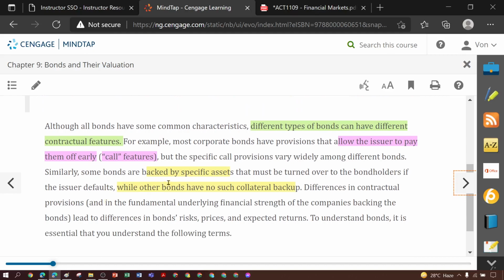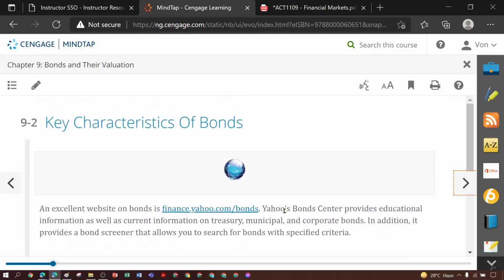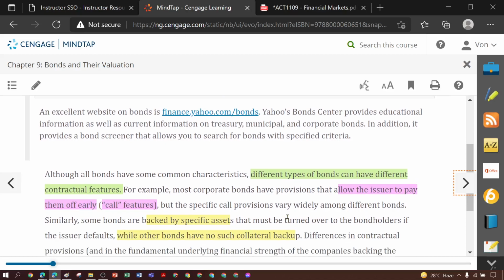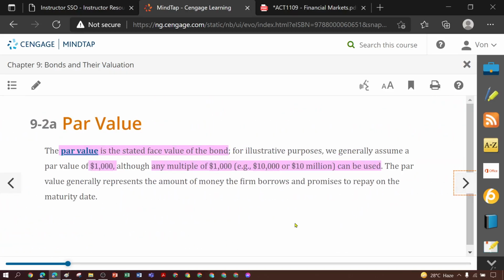Similarly, some bonds are backed by specific assets that must be turned over to the bondholders if the issuer defaults, while other bonds have no such collateral backup. Okay. So, mamaya titingnan natin yung mga yan. Ano ba yung mga bonds na merong call feature? Ano ba yung bonds na may collateral? Ano yung bonds na walang collateral?